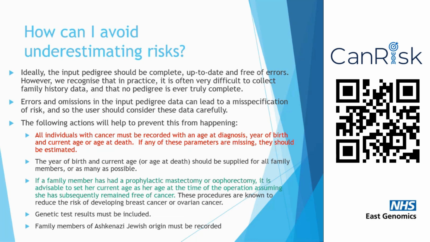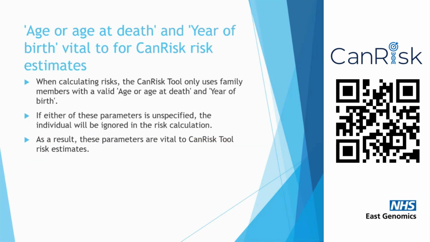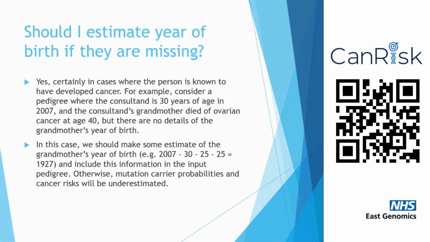Please try and include as many genetic test results as you've got, and please also try and put in if you've got an Ashkenazi Jewish origin. They're all factors that can really help. And as I mentioned when I was going through the example, if there's not an age or year of birth put in, then CanRisk excludes that person from the calculation. So that's why it's really important that they're put in.